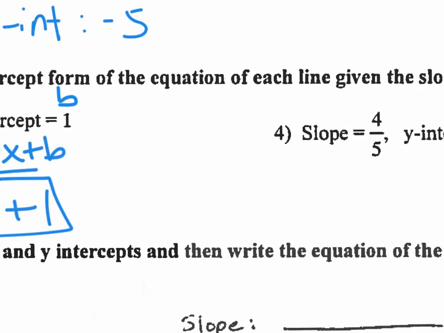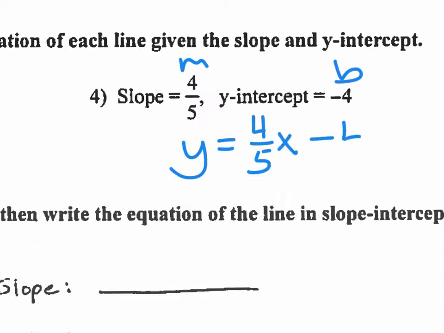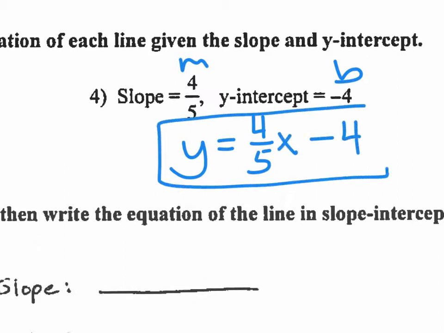And then for number 4, this time my slope is 4 over 5, my m value, and my b value, my y-intercept is negative 4. So slope-intercept form is going to be y equals 4 over 5 x minus 4. There we go.